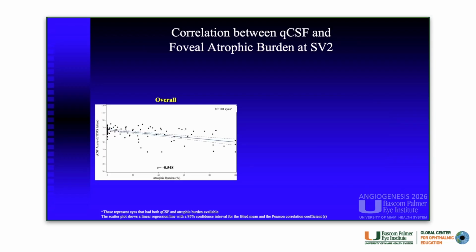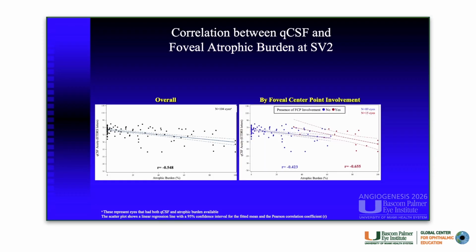Similarly, we looked at the correlation between the quantitative contrast sensitivity function and the foveal atrophic burden at the second screening visit. And you'll notice that overall, there was a correlation between the percentage of atrophic burden, as you see on the x-axis, and the quantitative contrast sensitivity function on the y-axis. The correlation was strongest if there was foveal center point involvement, although it was still pretty notable even when there wasn't foveal center point involvement.